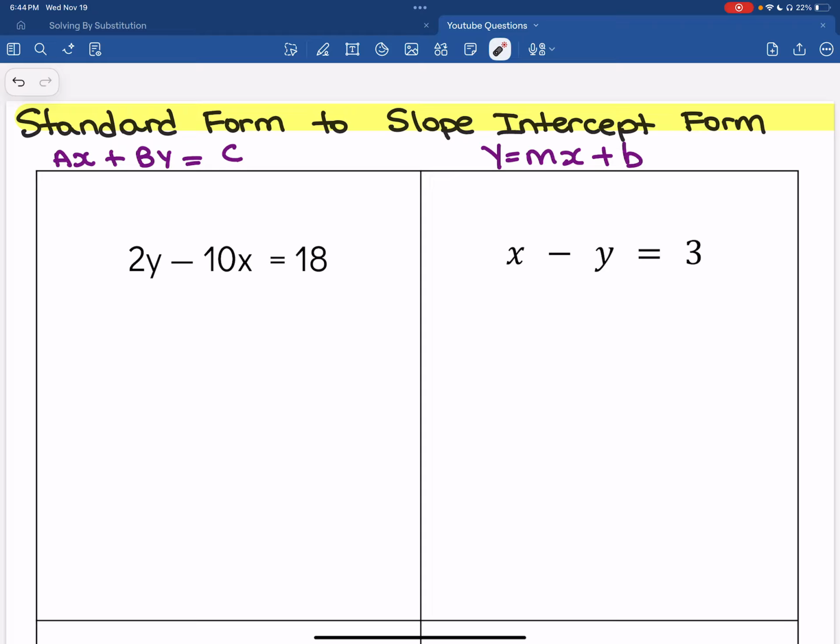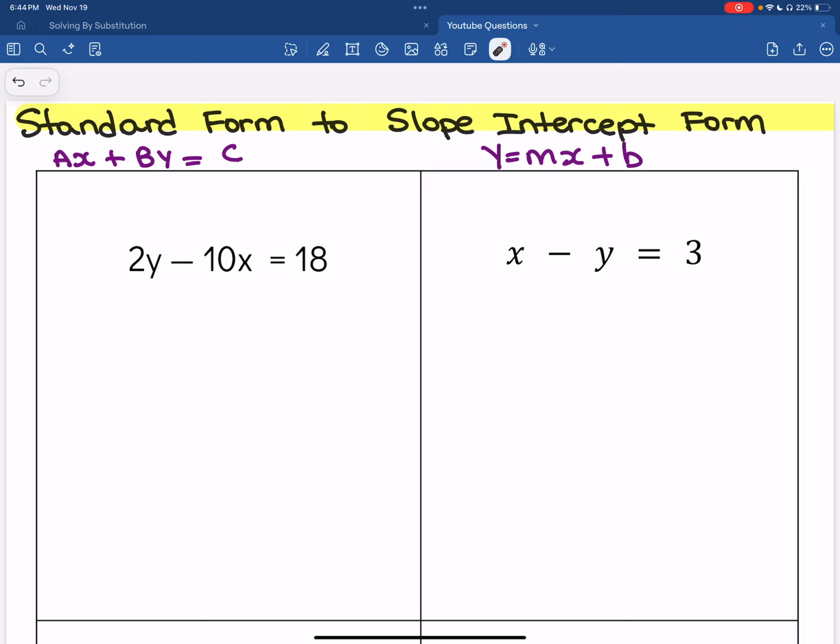So essentially, all we're doing is solving for y, right? If we try to get y by itself, then we'll have an equation that says y equals. That's all you have to think about. Solve the equation for y. So we're going to use inverse operations to do that.